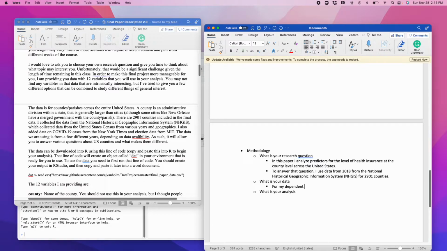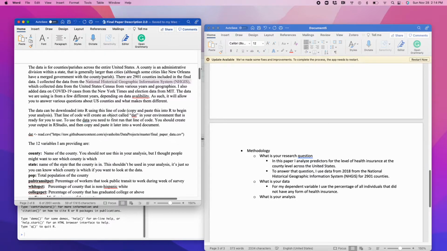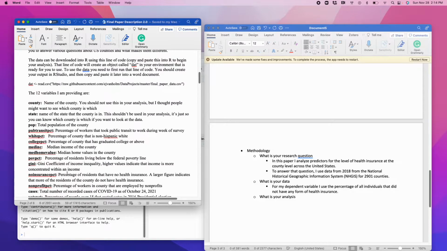For my dependent variable, I use the percentage of all individuals that did not have any form of health insurance. And you can get that directly out of this document, right? I describe what the variables are. You could pull this almost word for word. The percentage of residents that have no health insurance.